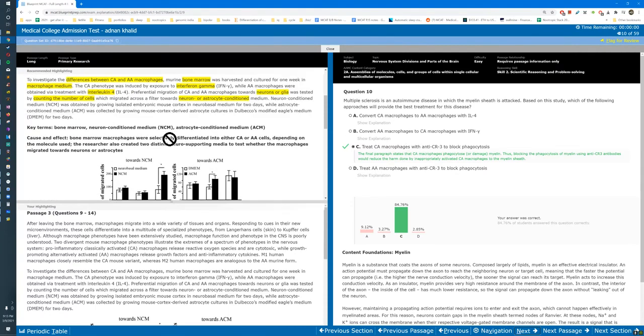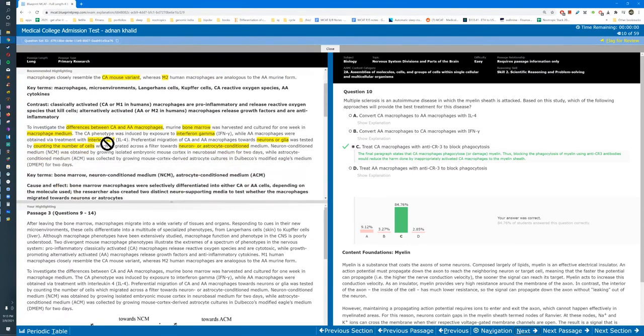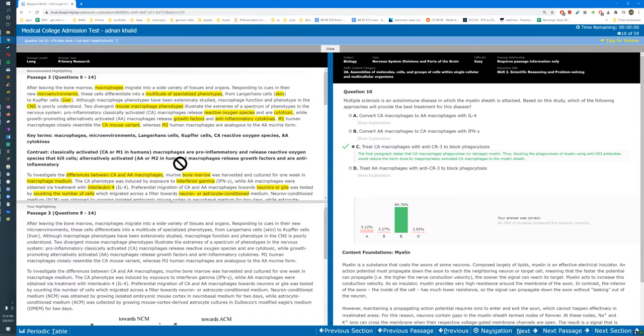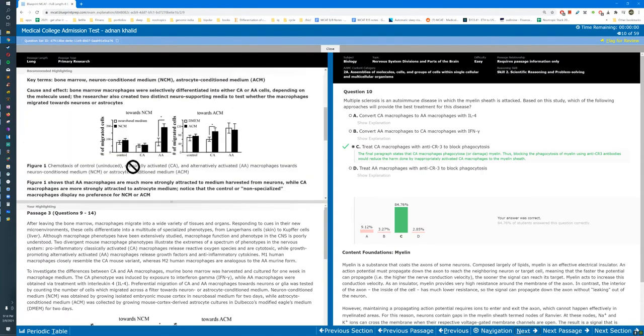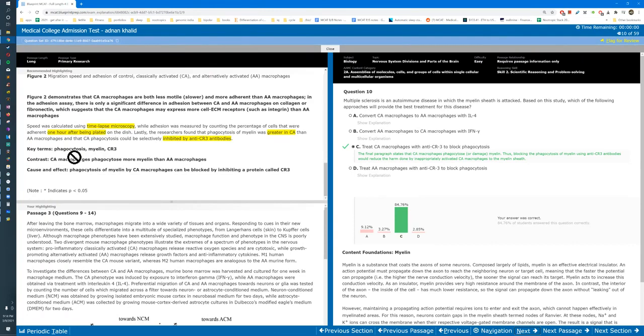Well, okay, so IL-4 is what creates AA. So, wait, what? I don't think it works the other way around. If IL-4 makes AA exist, I don't think giving this to CA will make it into AA. I'm actually not sure about that. I don't really want to read this.